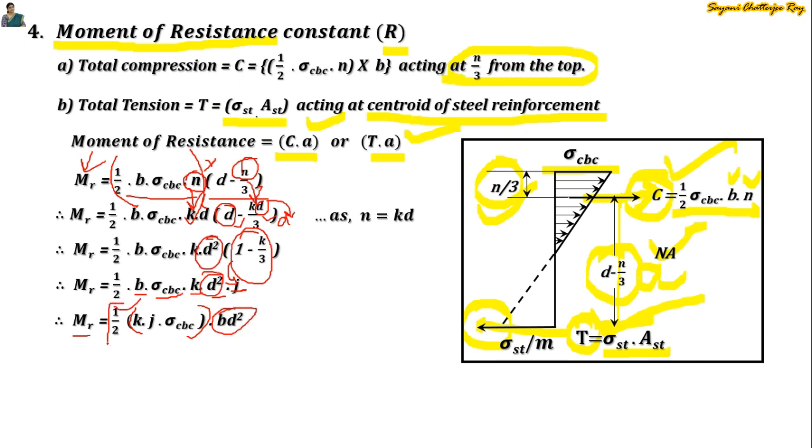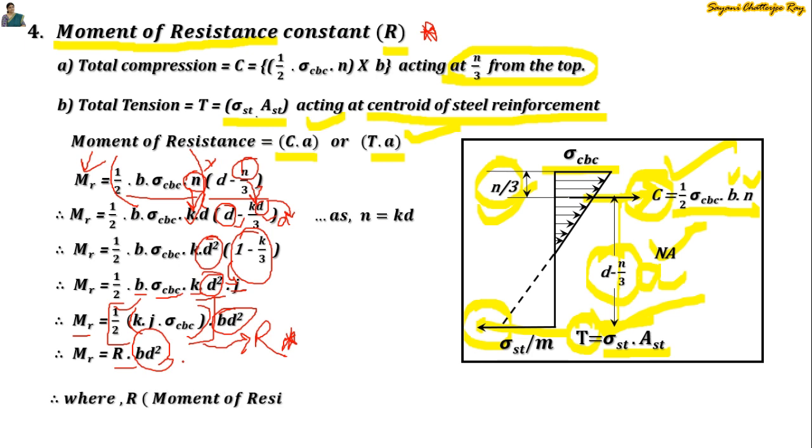Now this half into kj into sigma cbc term will be marked as R, and this R is nothing but the moment of resistance constant, that is R. So moment of resistance will be equal to R into bd square. Now R, that is the moment of resistance constant, equals to half into k into j into sigma cbc.